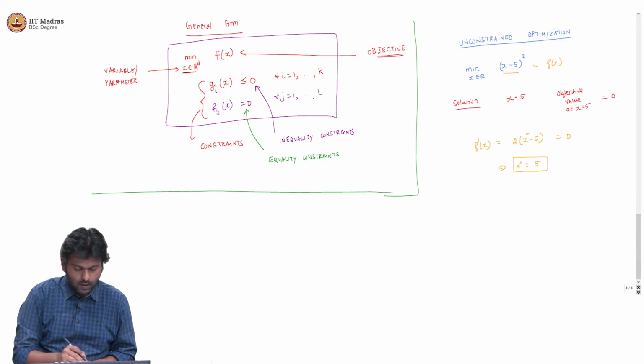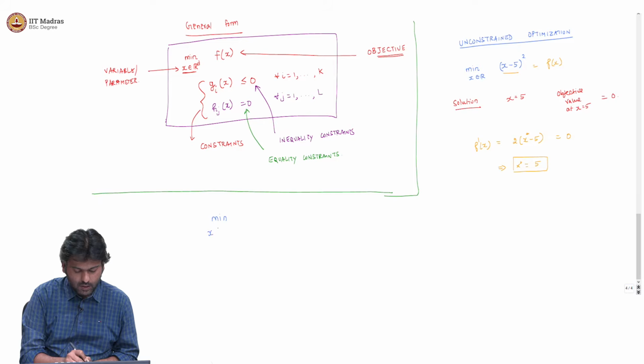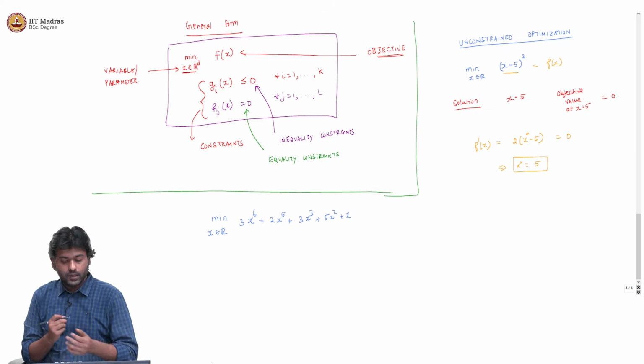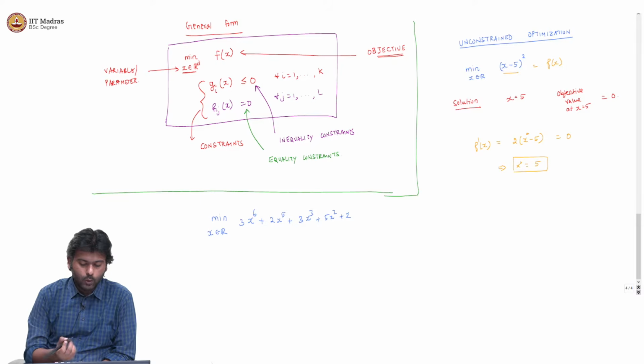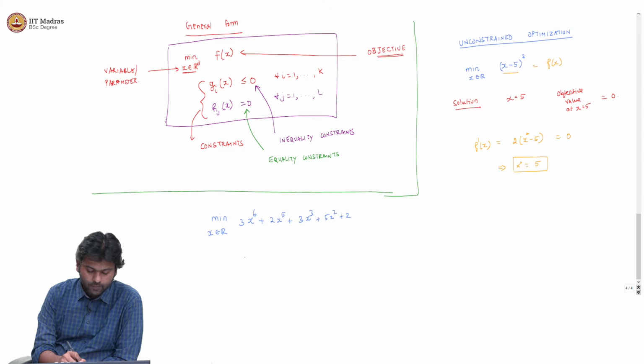And here is a problem. Let us say I want to minimize over x in R again, and now the function that I am interested in is 3x^6 plus 2x^5 plus 3x cube plus 5x squared plus 2. I want to find the minimum of this function. This is my objective. How do I do this? Well, if you went through the school method, then you are going to take derivatives, which means that f'(x) is going to be, in this case, 18x^5 plus 10x^4 plus 9x squared plus 10x.